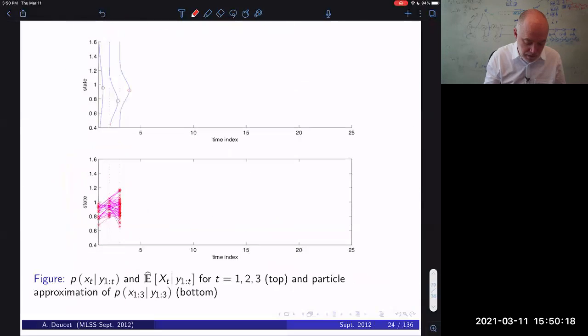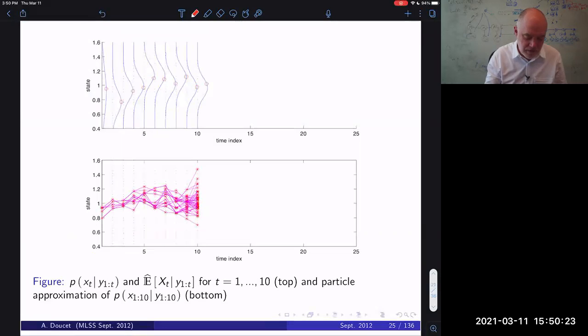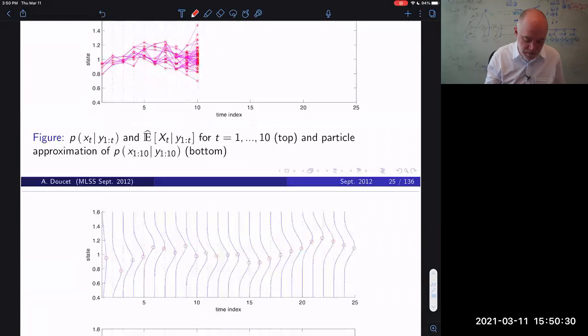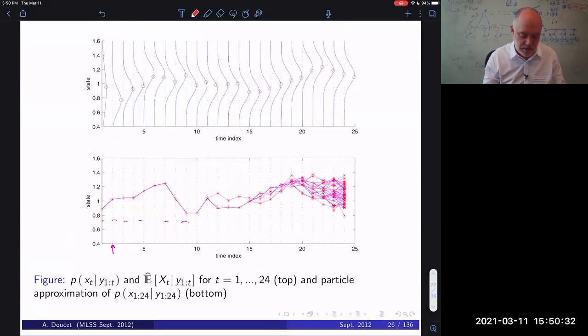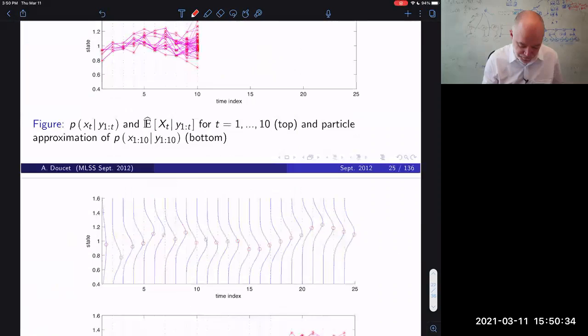Okay. And we can keep going, okay? All right, so this is effectively sequential Monte Carlo in some kind of dynamical systems model. It doesn't really matter what it is. We don't know what it is, but the point of these figures is to show a couple of things.